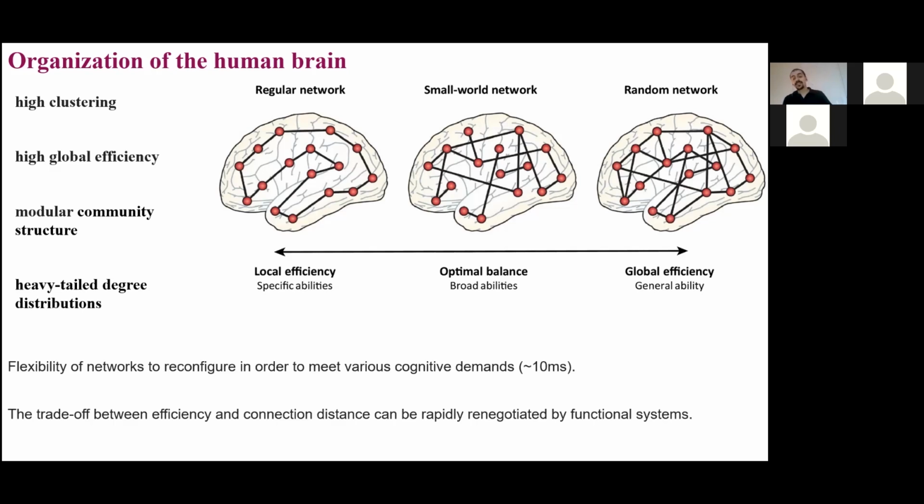And one interesting thing is that depending on the various cognitive demands, the brain can reconfigure itself in around 10 milliseconds or so. So basically, if you have less demand, the brain can go to a different state. But if you have more cognitive demand, the brain can morph between regular and random network depending on the strength of the task that one needs to do.